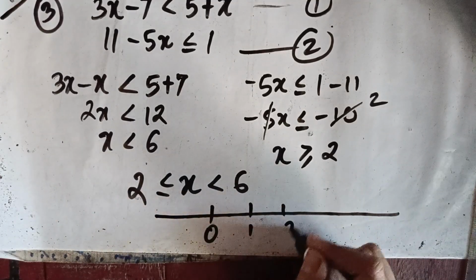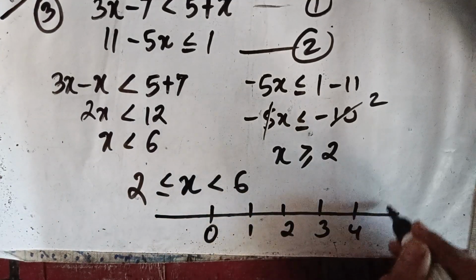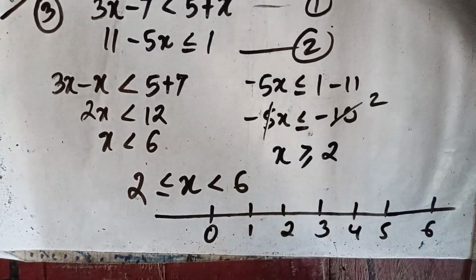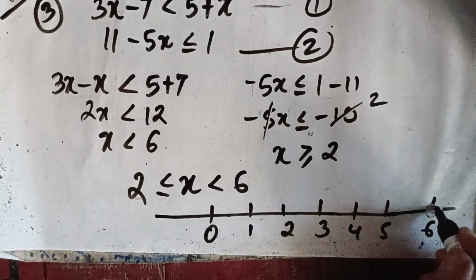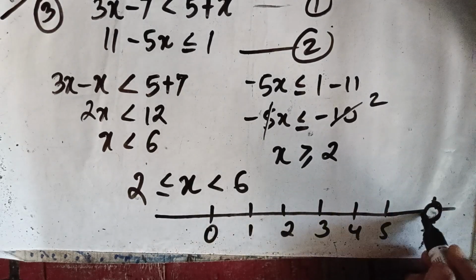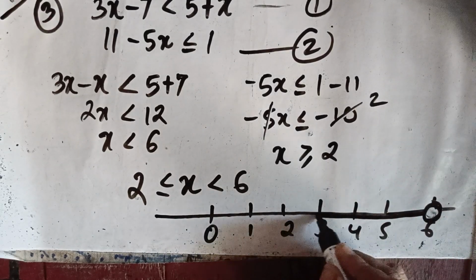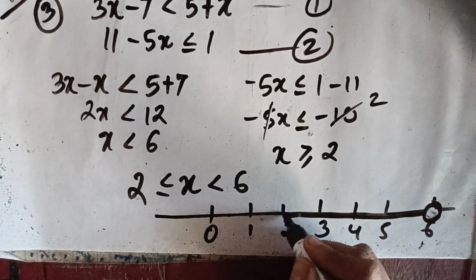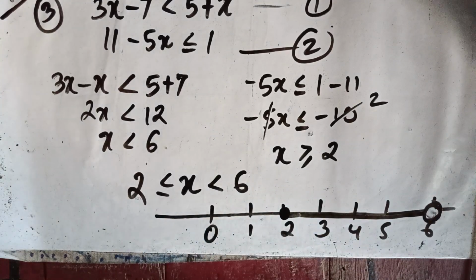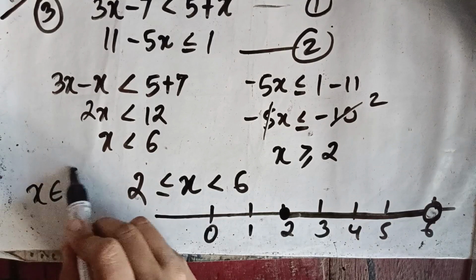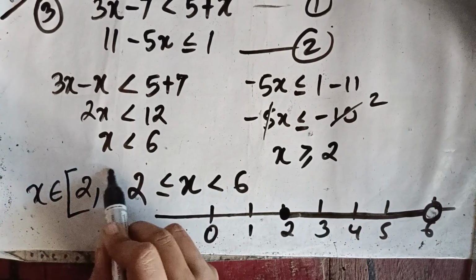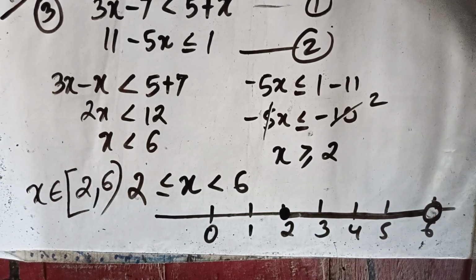Okay, representing on a number line: 0, 1, 2, 3, 4, 5 and 6. It is less than 6, so here we'll get an empty point, and from here to 2, here it is there, 2 is included. This can also be written in terms of interval as the interval [2, 6).